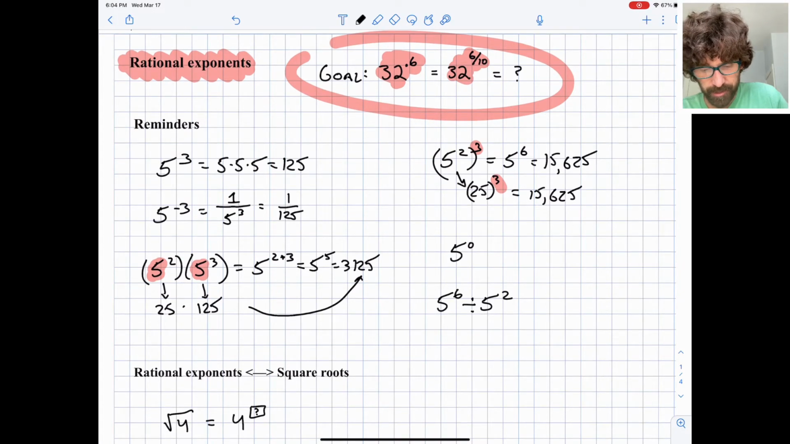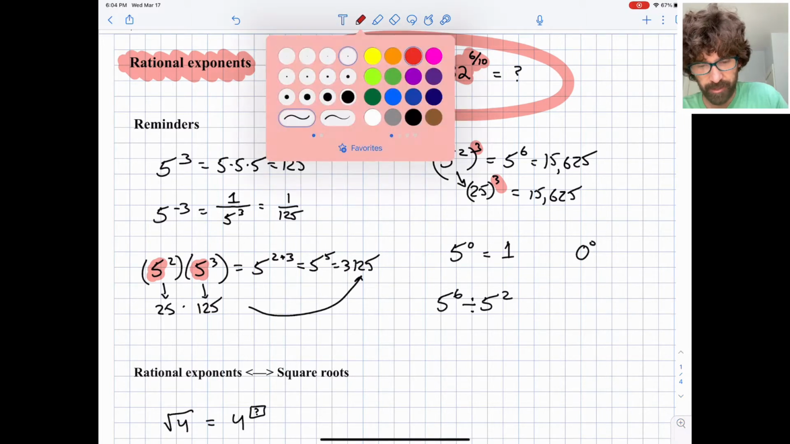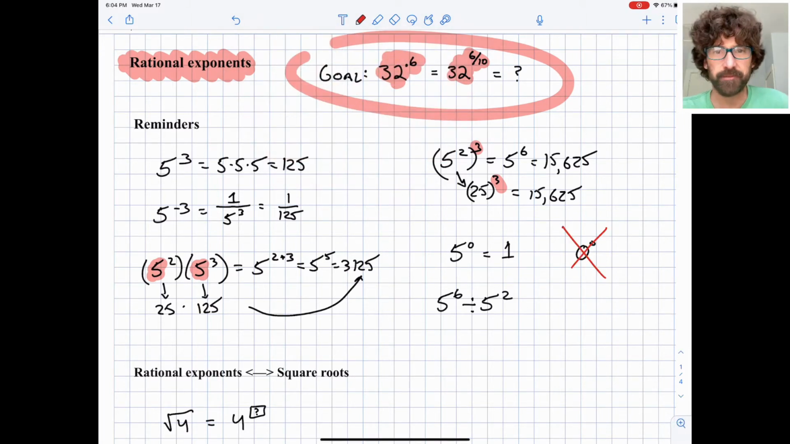Last couple ones, remember that 5 to the 0 is equal to 1. Anything to the 0 is equal to 1 as long as we're not doing 0 to the 0. 0 to the 0, by the way, is undefined. It breaks some math rules.